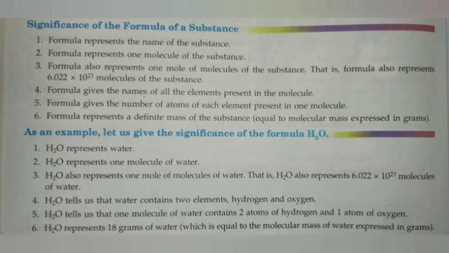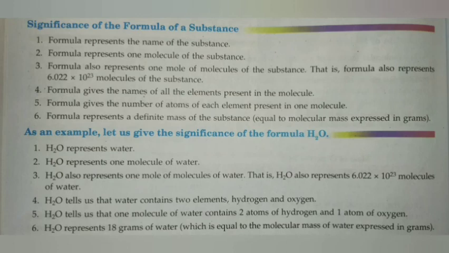The formula gives the names of all the elements present in the molecule, as in water we have hydrogen and oxygen. The formula gives the number of atoms of each element present in one molecule, as in water, 2 atoms of hydrogen and 1 atom of oxygen are present.